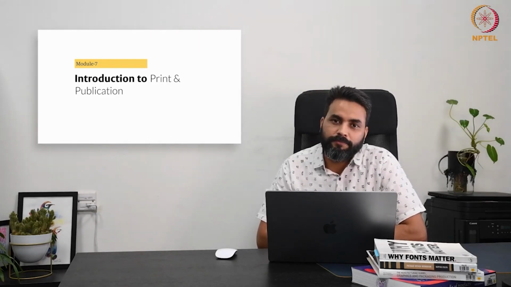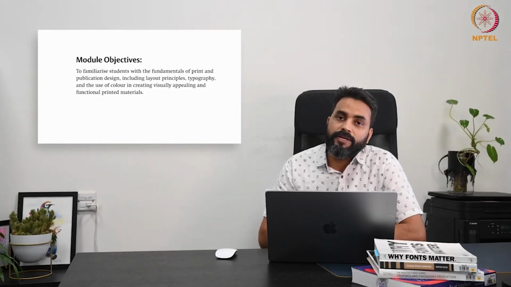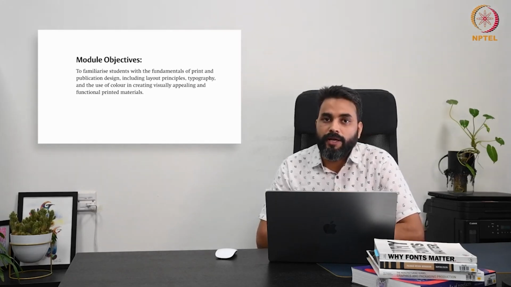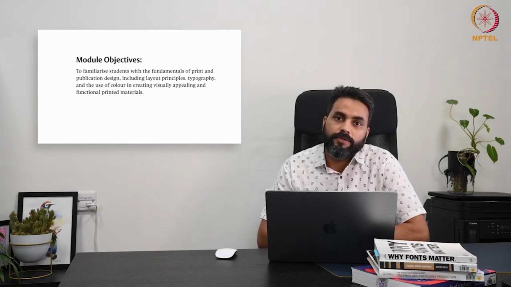and each module. The whole objective for this session, which is on print and publication design, is to make you understand the fundamentals of print and publication design, including layout principles, typography, and then use of color in creating visually appealing and functional printed materials. Typography we have already covered as a separate module, and that is going to help you out in this discussion and understanding of this module as well.